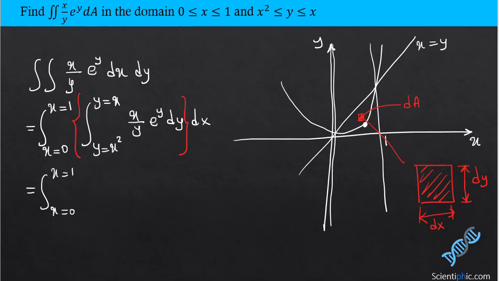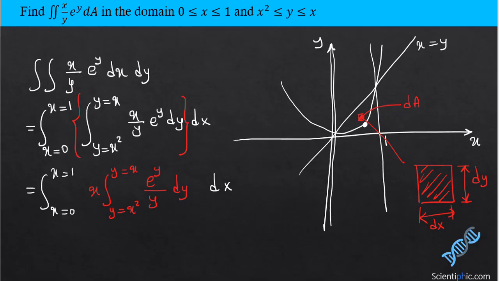When I want to take the inner integral, the variable is y, which means that x is a constant, so I take x out of the integral. y is from x squared to x, e to the power of y over y dy, and then I have dx.